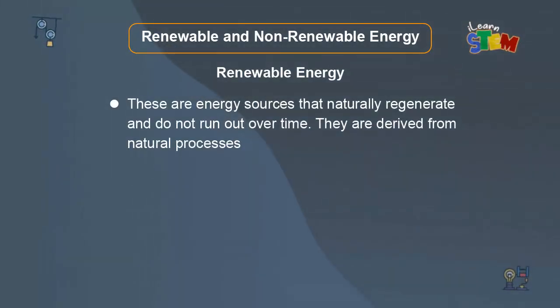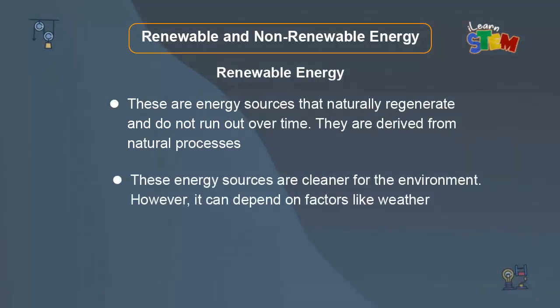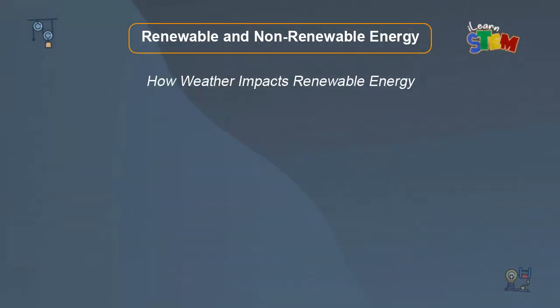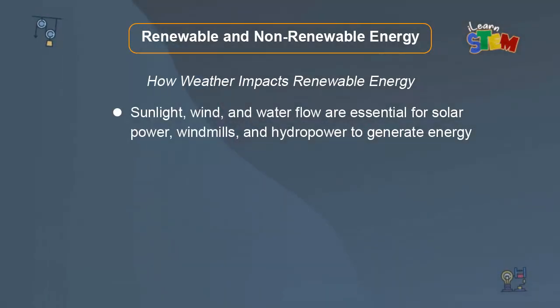Renewable energy. These are energy sources that naturally regenerate and do not run out over time. They are derived from natural processes. These energy sources are cleaner for the environment. However, it can depend on factors like weather. Have you ever wondered how weather factors can impact renewable energy? This is because sunlight, wind, and water flow are essential for solar power, windmills, and hydropower to generate energy.